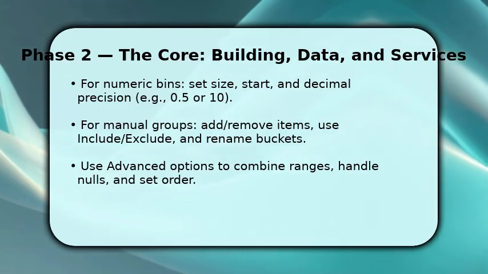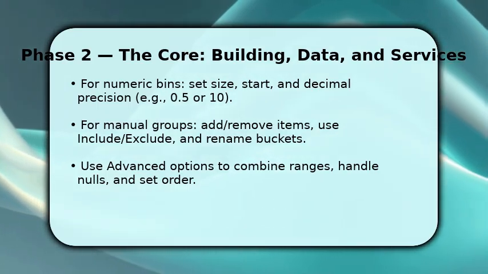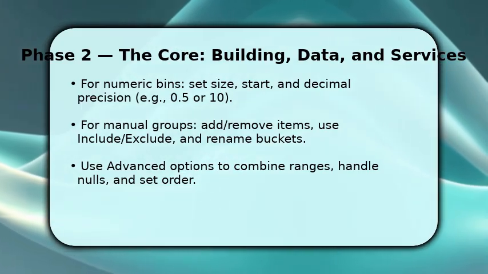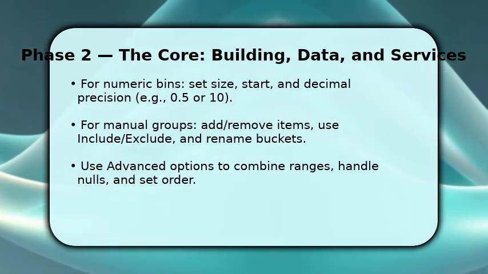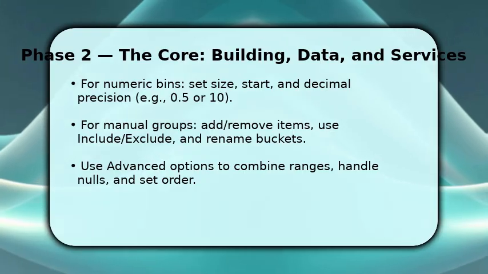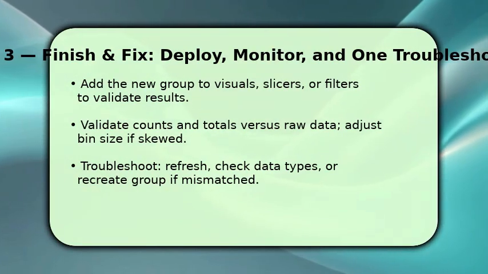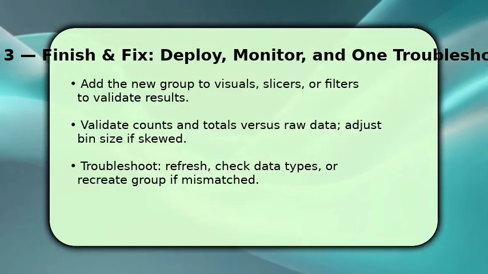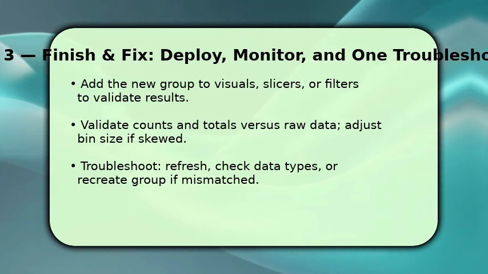Once done, use advanced options to merge adjacent ranges, decide how to treat nulls, and set the display order. These actions control how visuals apply the new group to a chart or slicer to test results. You want counts and totals to match expectations. If a group looks skewed, change the bin size or edit manual buckets, and then refresh visuals.